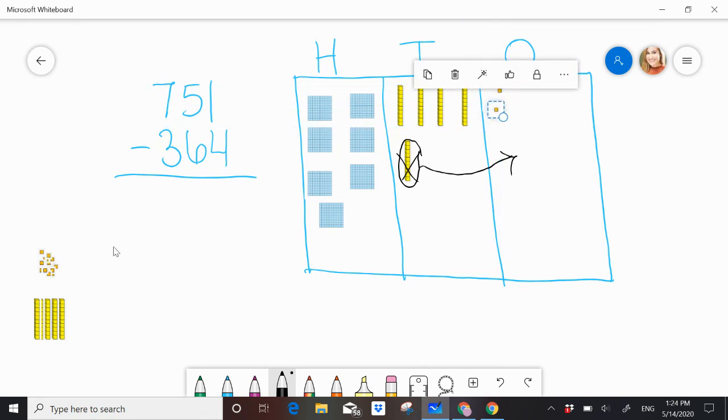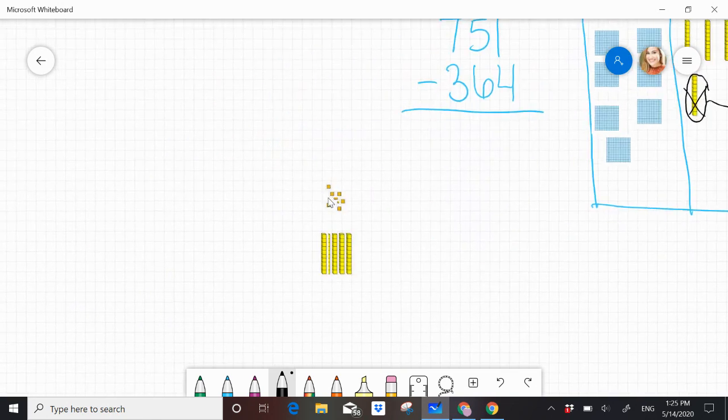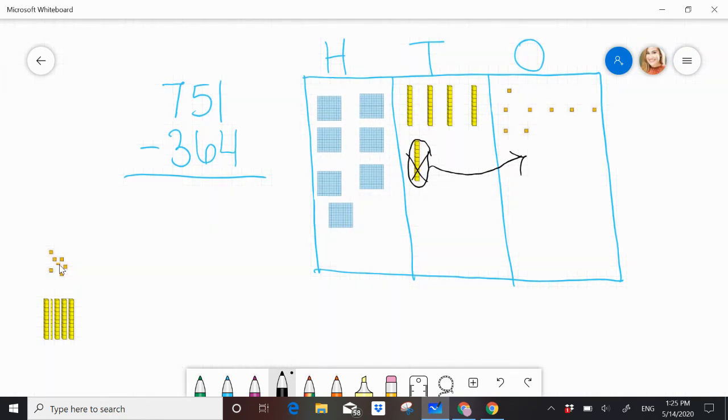1, 2, 3, 4, 5, 6, 7. Whoops. The whole thing moved. 8, 9, and 10. So now this group of 10 doesn't exist as a 10 anymore.